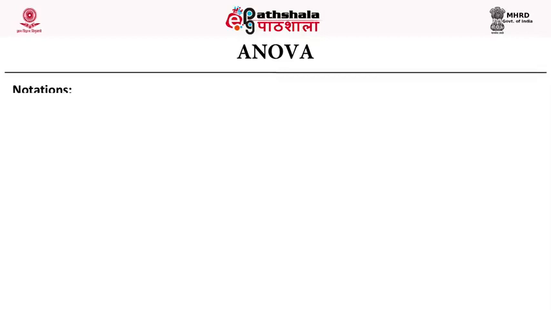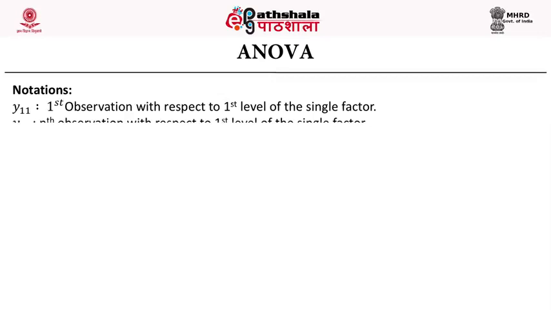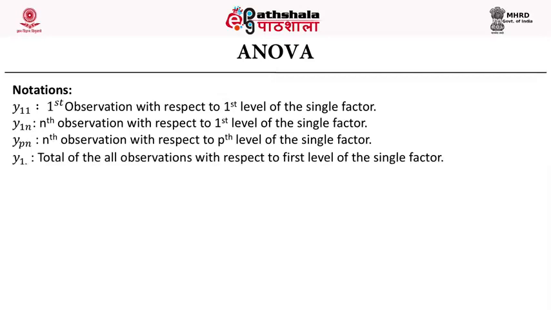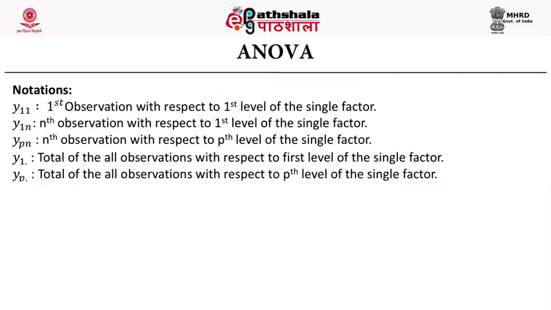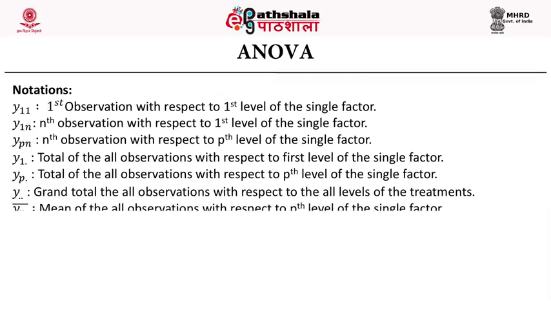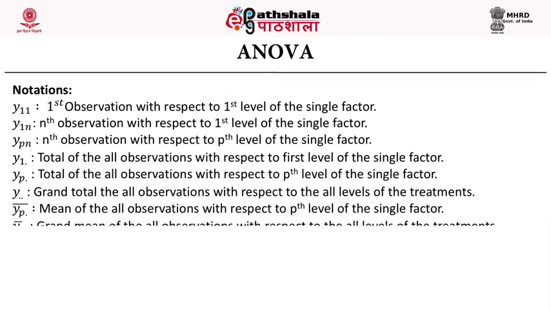Some of the notations of ANOVA: y_11 is the first observation with respect to the first level of the single factor, y_1n is the nth observation with respect to the first level, and y_pn is the nth observation with respect to the pth level. y_1 dot is the total of all observations with respect to the first level, and y_p dot is the total with respect to the pth level. y double dot represents the grand total of all observations with respect to all levels of the treatments. y_p dot bar is the mean of all observations with respect to the pth level, and y double dot bar is the grand mean of all the observations with respect to all levels of the treatments.